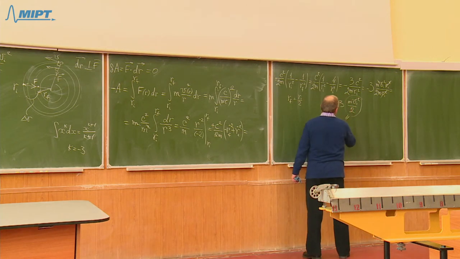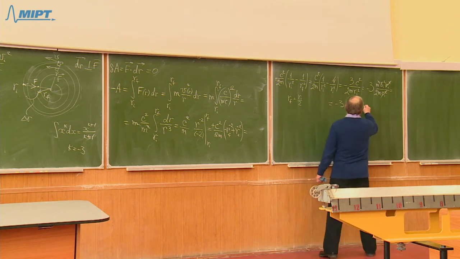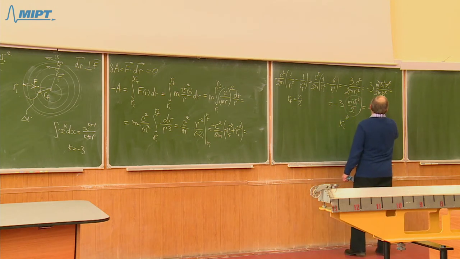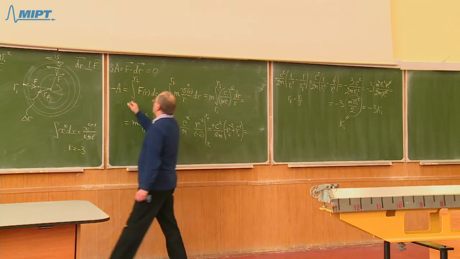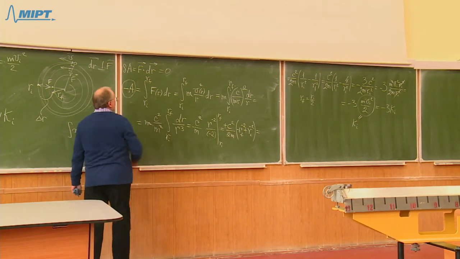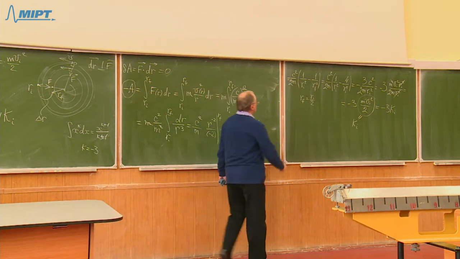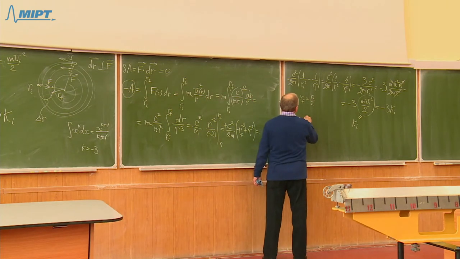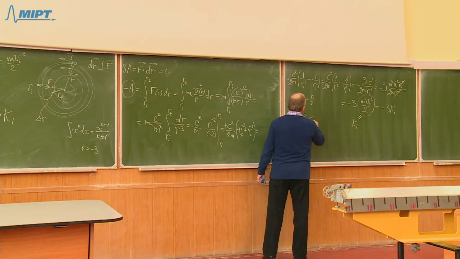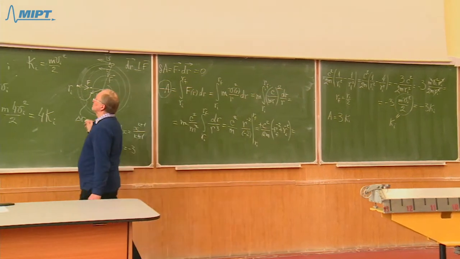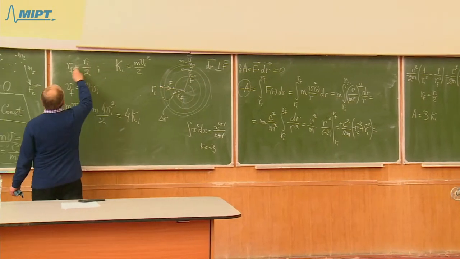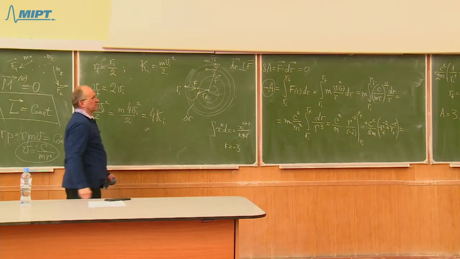And this is nothing but the initial kinetic energy. So what remains is minus 3 initial kinetic energy. And that is minus the work performed. So the total work performed is 3 initial kinetic energy in this process, if I move this ball in such a way that the final radius is just half the initial radius.